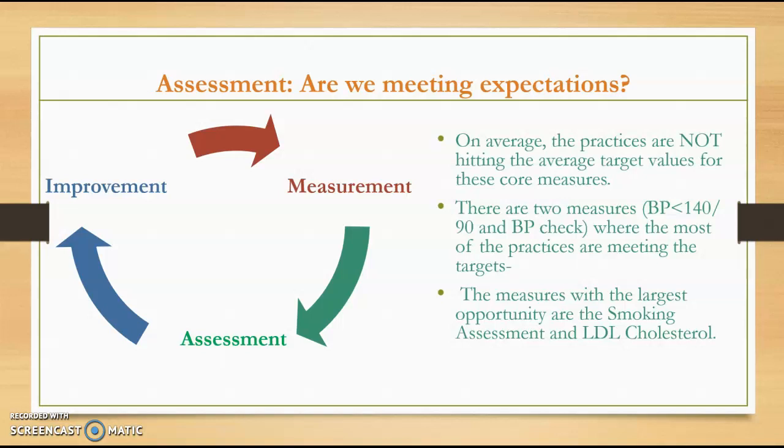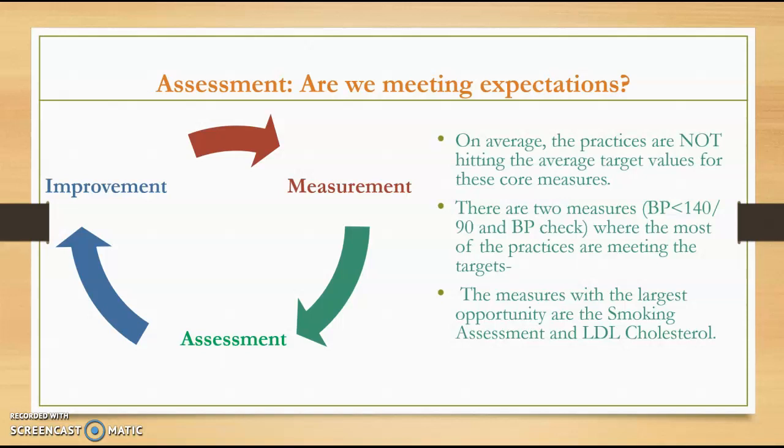On average, the practices are not hitting the average target values for these core measures. Less than half of the practices are hitting these average target values. There are 2 measures, blood pressure less than 140/90 and assessing a patient's blood pressure during an encounter, where most of the practices are meeting their targets, and most of the physicians as well. There are those few providers that should look into either how their data is collected or their routines, and could improve their rates to make sure that they comply better and would improve their reimbursement rates.